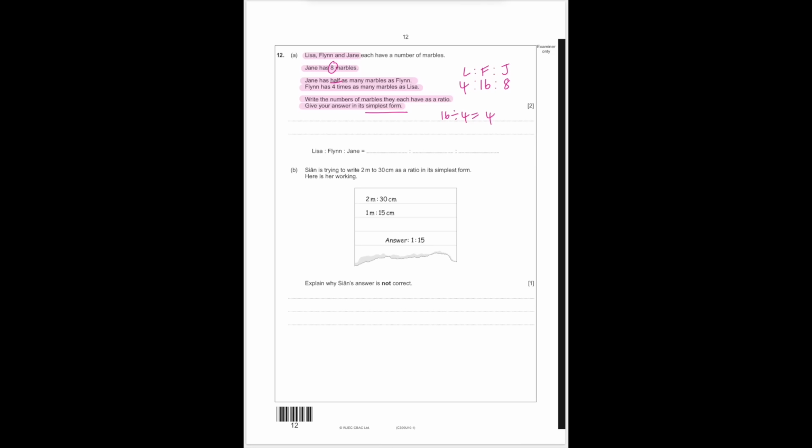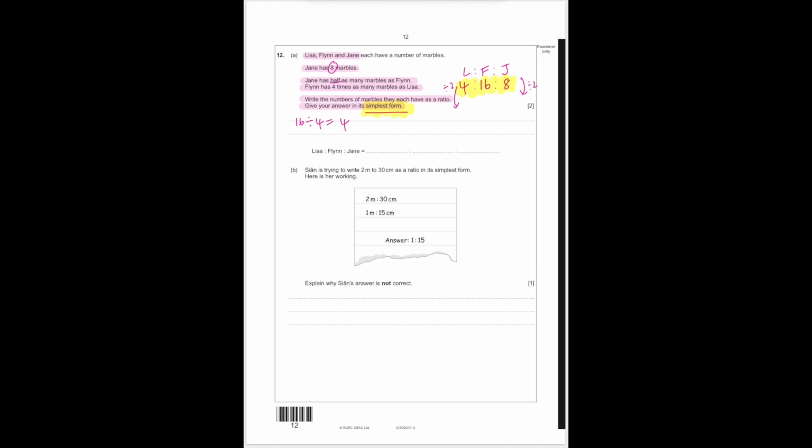So now I have a ratio here to start off with, but I need it in my simplest form. So I need to simplify this ratio. So now I need to look at all 3 parts. A number that I could divide all 3 parts of that ratio by. Got to be able to divide them all by the same thing. 4, 16 and 8 are all even numbers. So I'm going to start by dividing by 2.